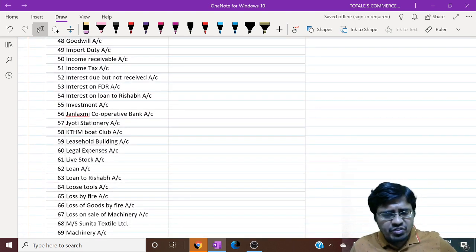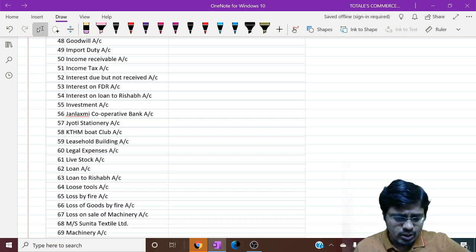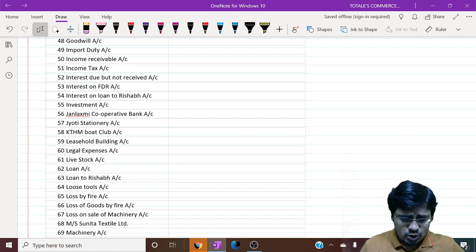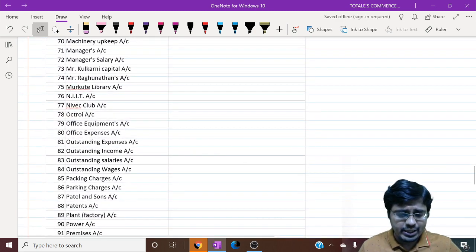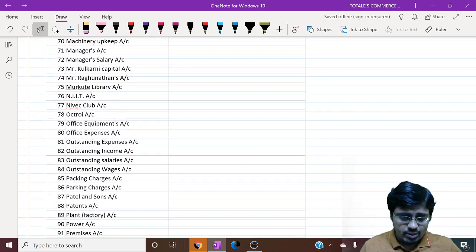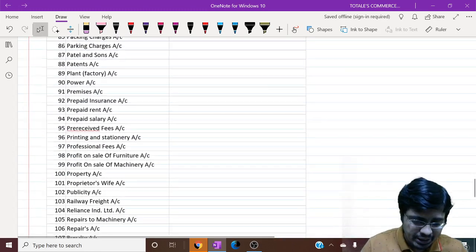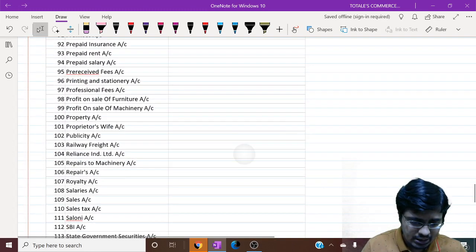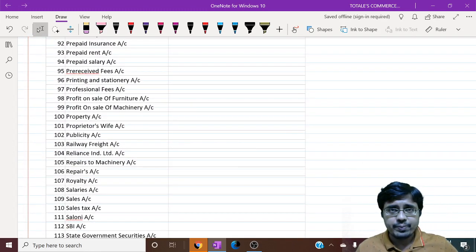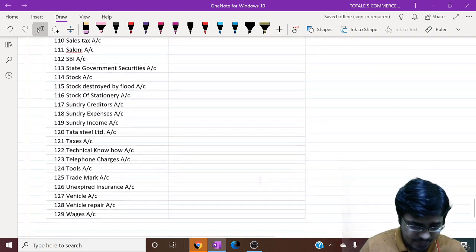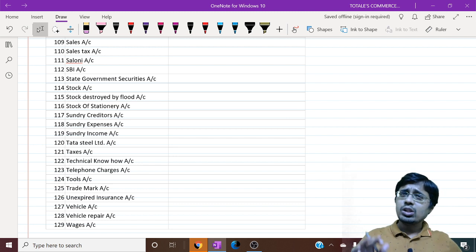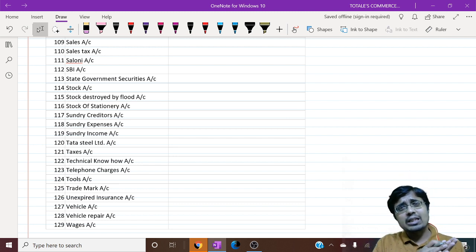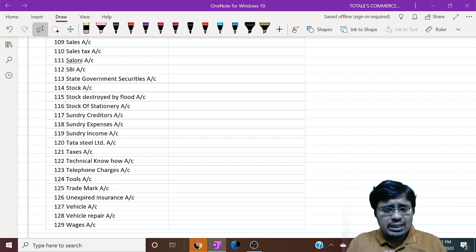There will be an account you will find by the name machinery upkeep. So friends, upkeep means maintenance. Repairs and maintenance. Remember it. Upkeep is repairs and maintenance. Okay. So these are the accounts. You just have to classify them. In the next lecture we'll be looking into the classification of these accounts.